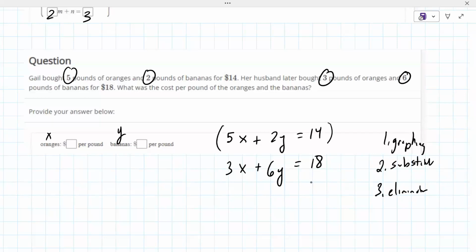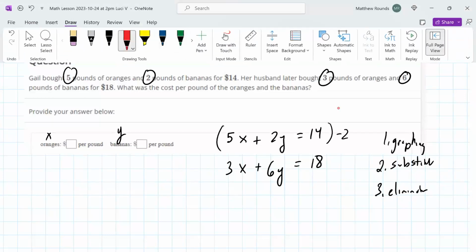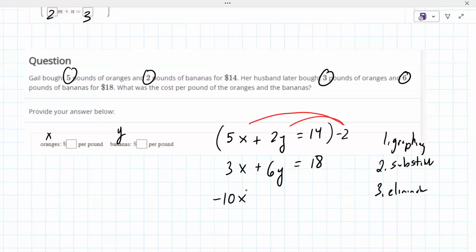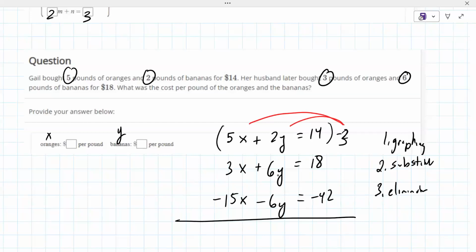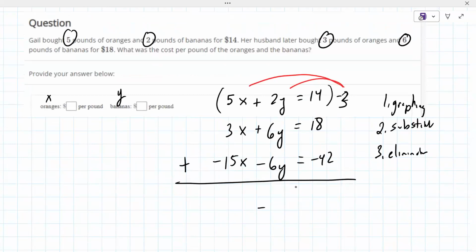We're going to multiply the first equation by -2. You're going to multiply everything in the equation by -2. All right, so this becomes -10x. I'm writing the result down here. Sorry, -3, not -2. I apologize. The reason it's -3 is 2 times -3 gets you to the 6y to get rid of. So -15x minus 6y equals -42. And then we add the equations vertically. All right. So we have -12x equals -24.